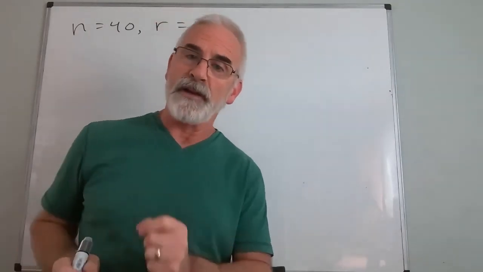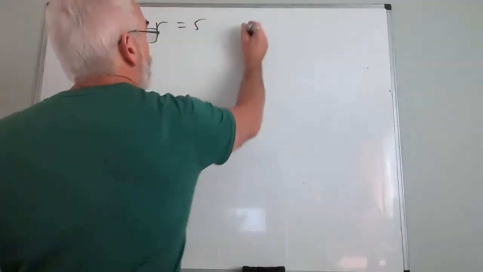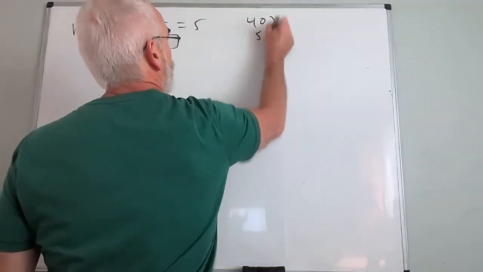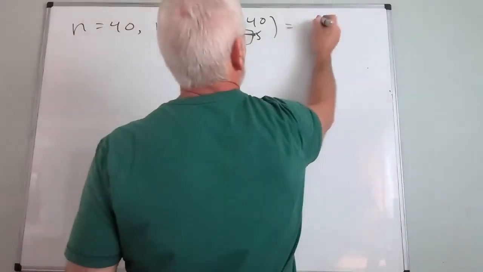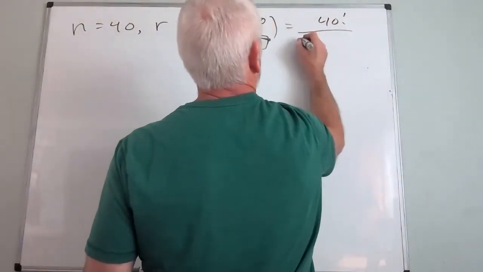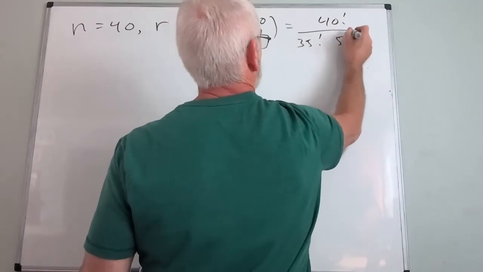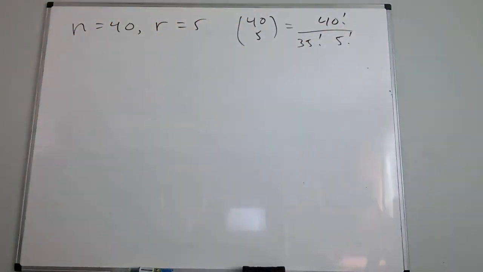So if I said, how many ways can you do that? The number of ways would be 40 choose 5. Okay, that's a combination. And on my calculator, I would just do it. But if I was writing it out, we know that's what it equals. But I would just simply enter that onto my calculator.